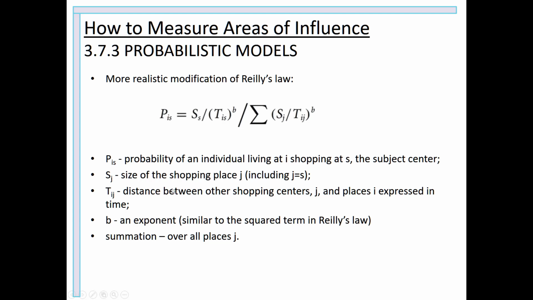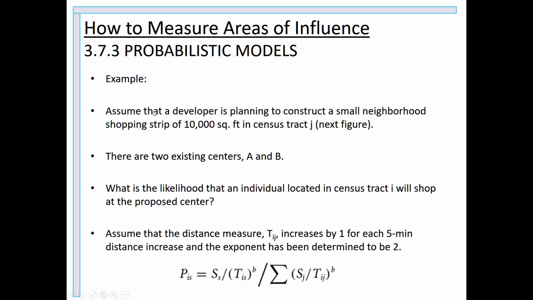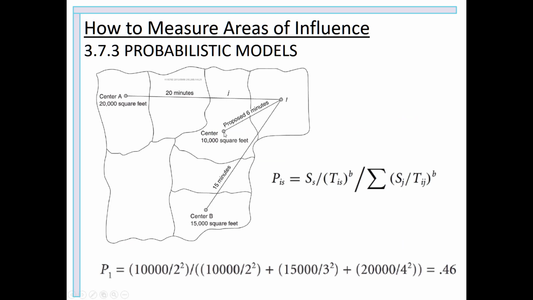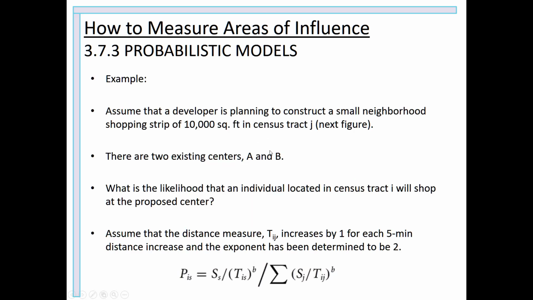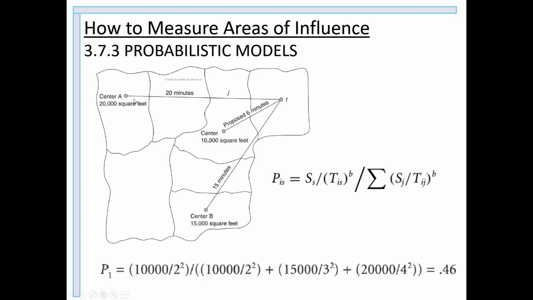Now, again, let's do an example. We are going to assume that a developer is planning to construct a small neighborhood shopping strip of 10,000 square feet in census tract J. So here at J is where the shopping is going to be located. It is 10,000 square feet. There are two existing centers, A and B. This one already exists and is 20,000 square feet, and this center already exists and is 15,000 square feet.